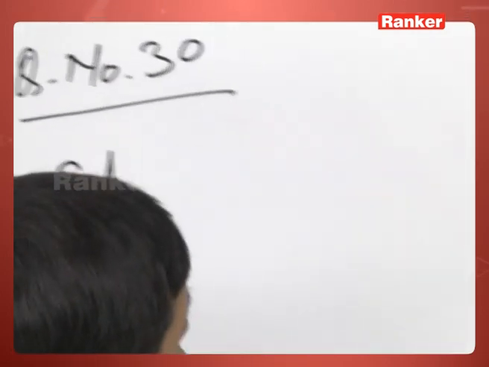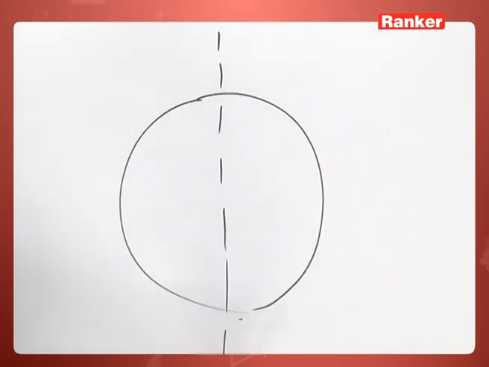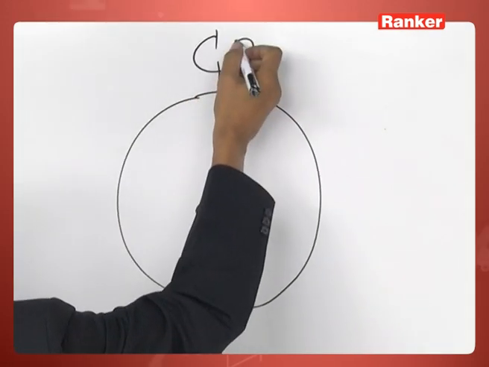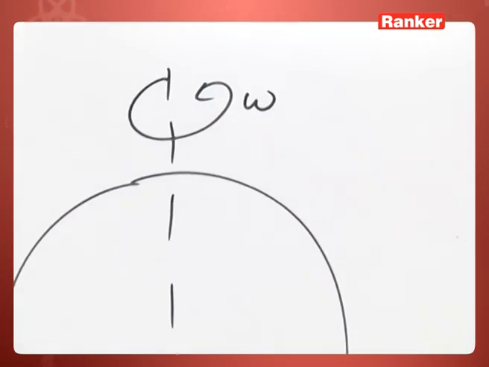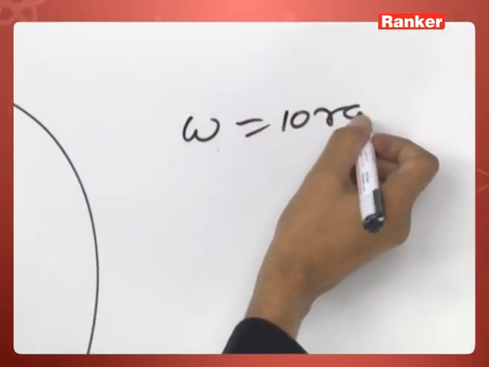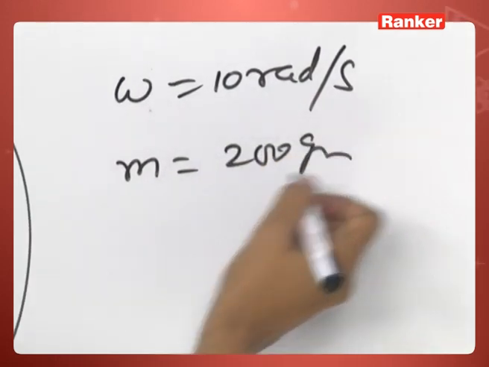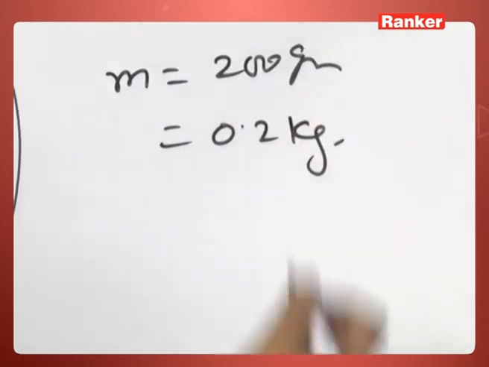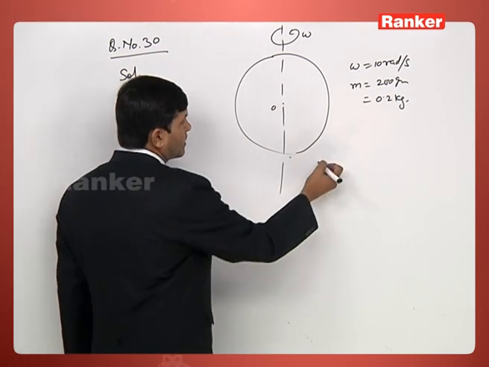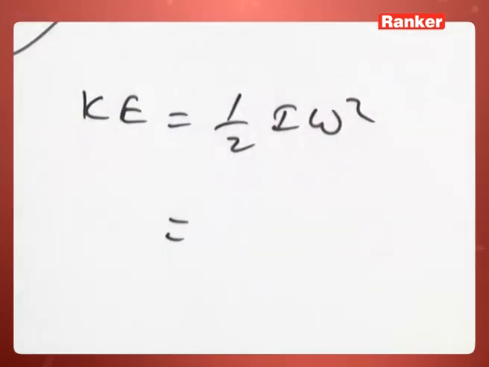In the question, this is the disc and this is the axis passing through its diameter. The disc is rotating about this axis with angular velocity 10 radian per second, and the mass of the disc is 200 gram or 0.2 kg. We have to find the kinetic energy of the disc. So kinetic energy is equal to half I omega square.